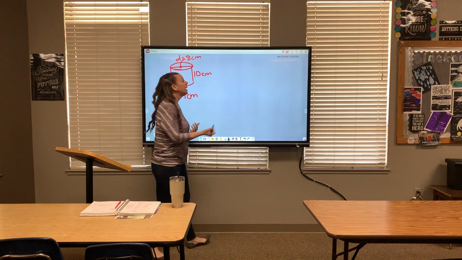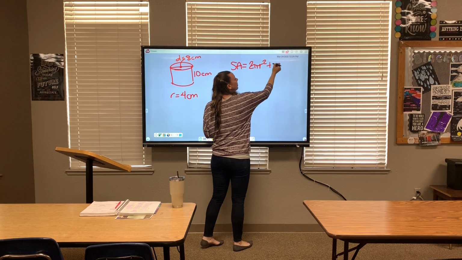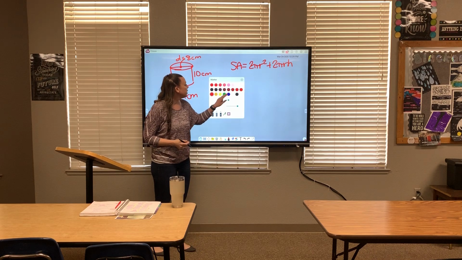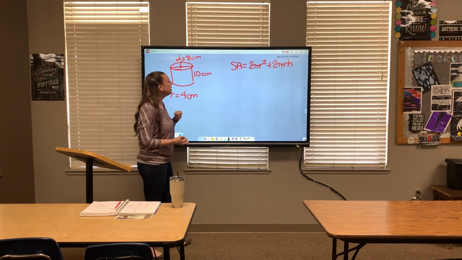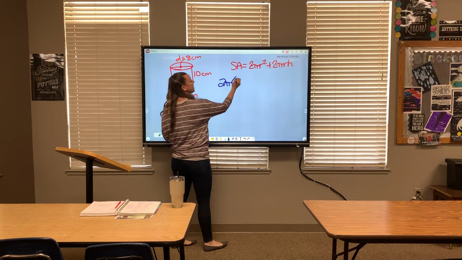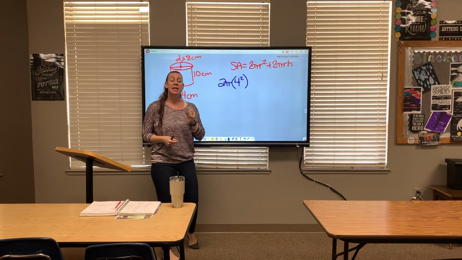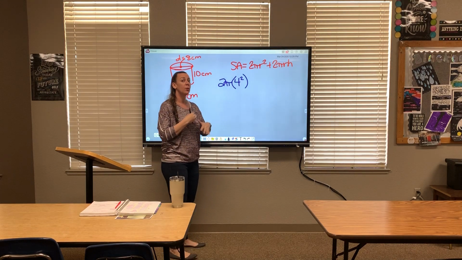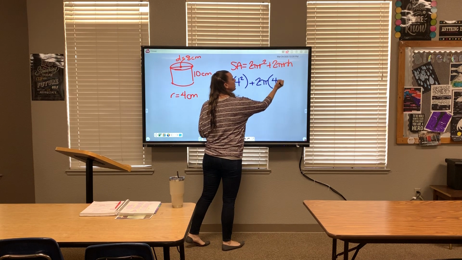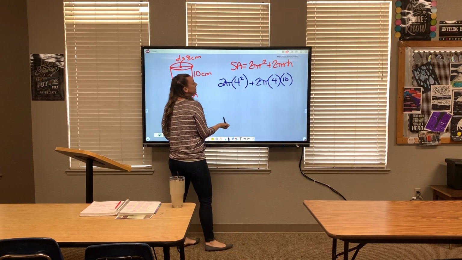So I'm going to write the formula again. Surface area for a cylinder is 2 pi r squared plus 2 pi r h. Okay, now let's take the information that we know and plug it in. So I'm going to say 2 pi. My radius is 4, so I'm going to say 4 squared. Now 4 squared is not 8. It's not 4 plus 4. It's 4 times 4. So when we get to that point, we're going to do 4 times 4. Plus 2 pi. The r is 4. The h is 10. Okay.